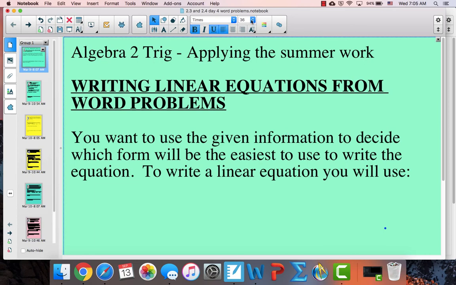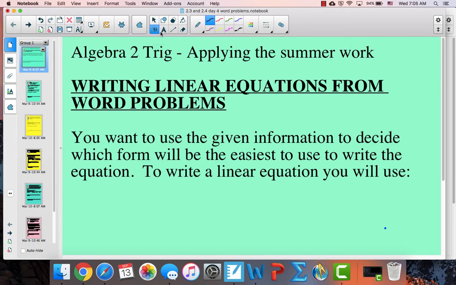So today's lesson is going to be about taking what you did over the summer and applying it. So we've been writing equations of lines, and now we're going to be writing equations of lines from word problems. So instead of me giving you 2 points, we're going to have to interpret a word problem in order to write what we call a linear model.